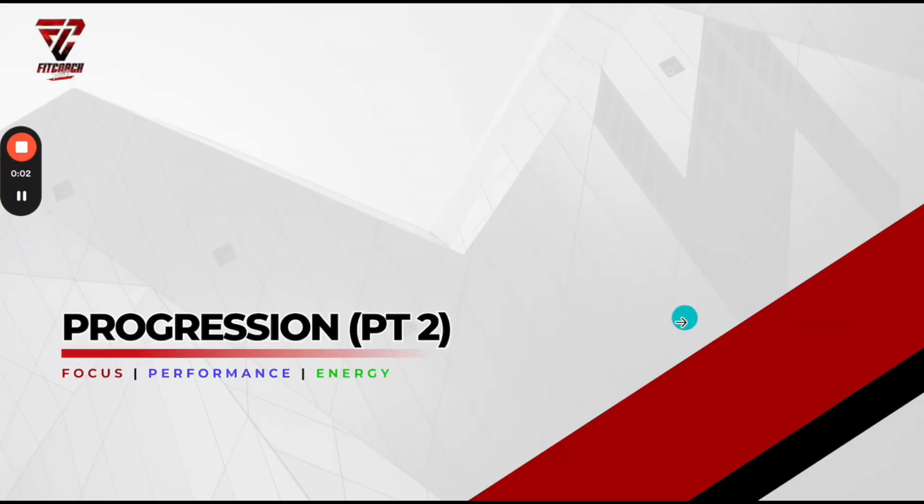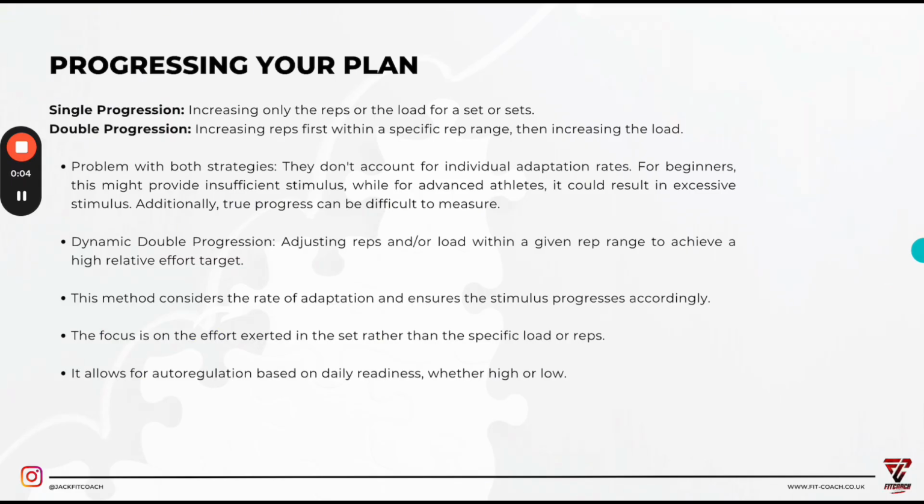Progression Part 2. So when we take a look at progressing your plan, once again, we can actually differentiate between single progression and double progression. Now, single progression involves increasing either the reps or the load for a set, while double progression actually looks at first increasing the reps within a specific range and then increasing the load.